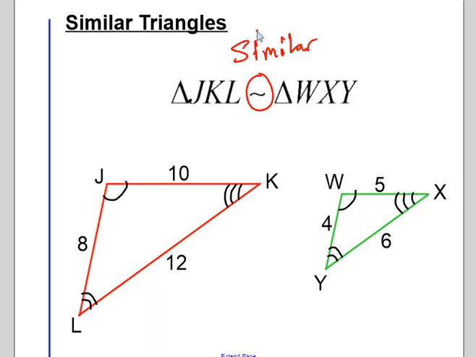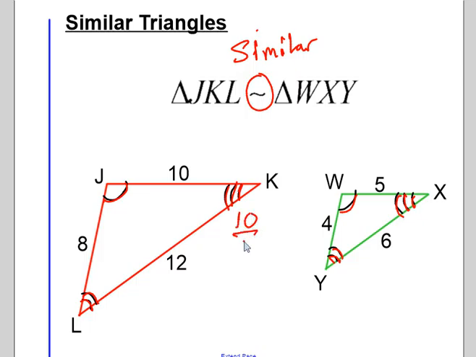So why are these shapes similar? Well, I see that angle J is congruent to angle W, and they're in the same position. Angle L is congruent to angle Y, and they're in the same position. And angle K is congruent to angle X, and they're in the same position. Also, when I try to discover the scale factor for each of the corresponding sides, I'm going to get the same scale factor.